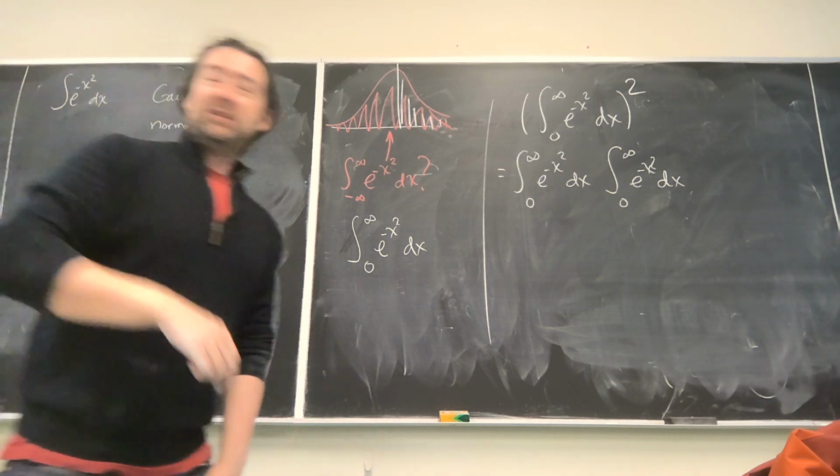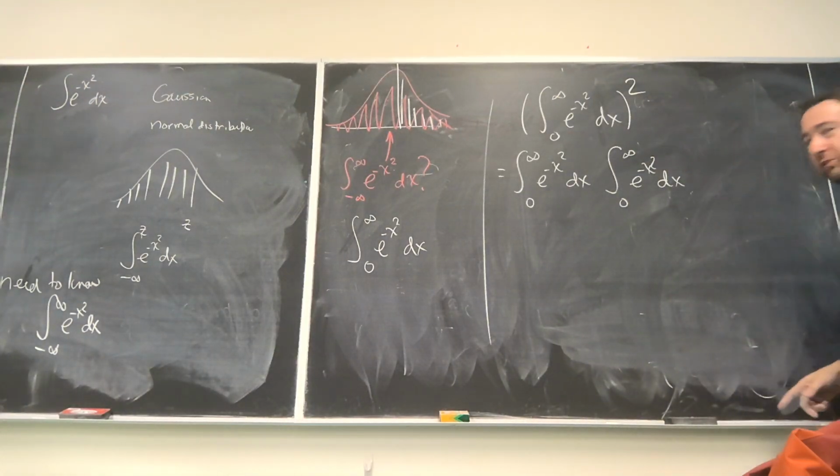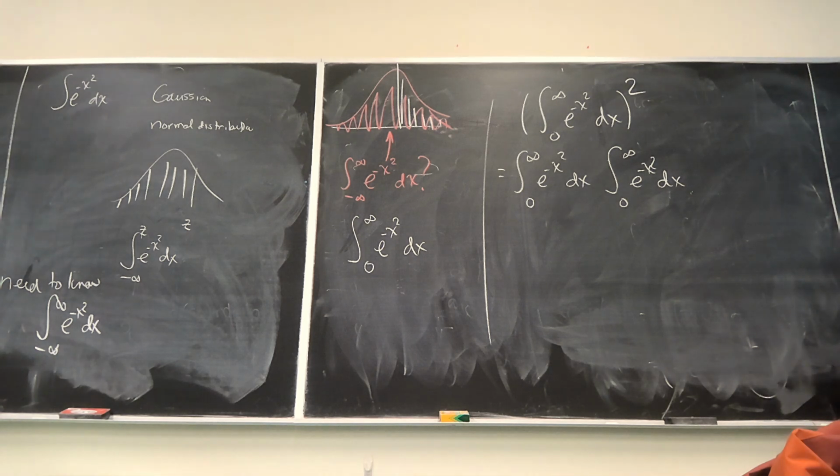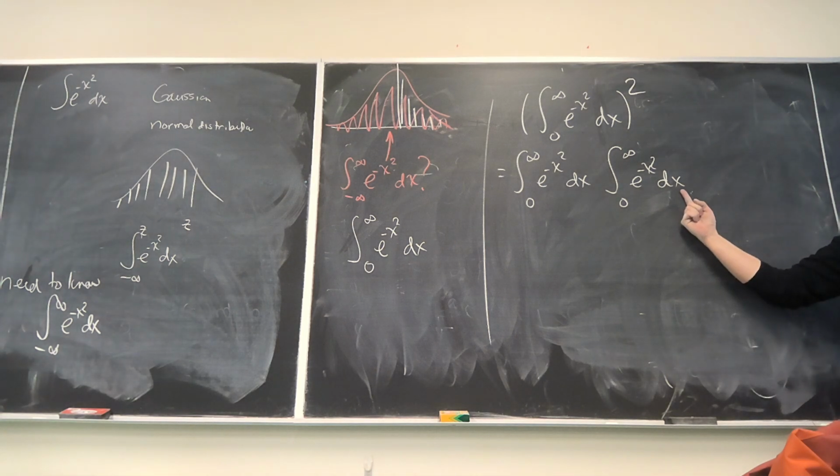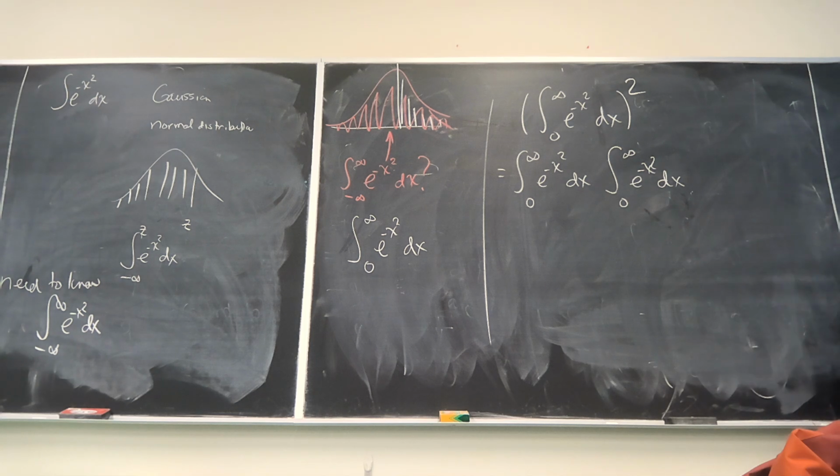So if you've ever heard a professor say the word dummy variable, what it means is, does it actually matter what letter I integrate with respect to? I mean, this is a number. I could put a t here, or a z, or an omega, or a theta. Would it change the answer? No. So I'm going to conveniently choose the letter y.